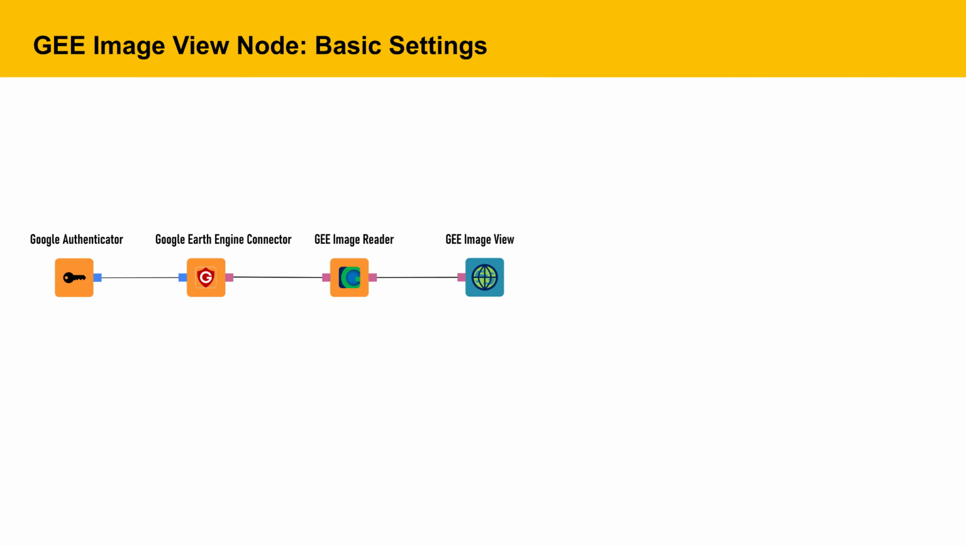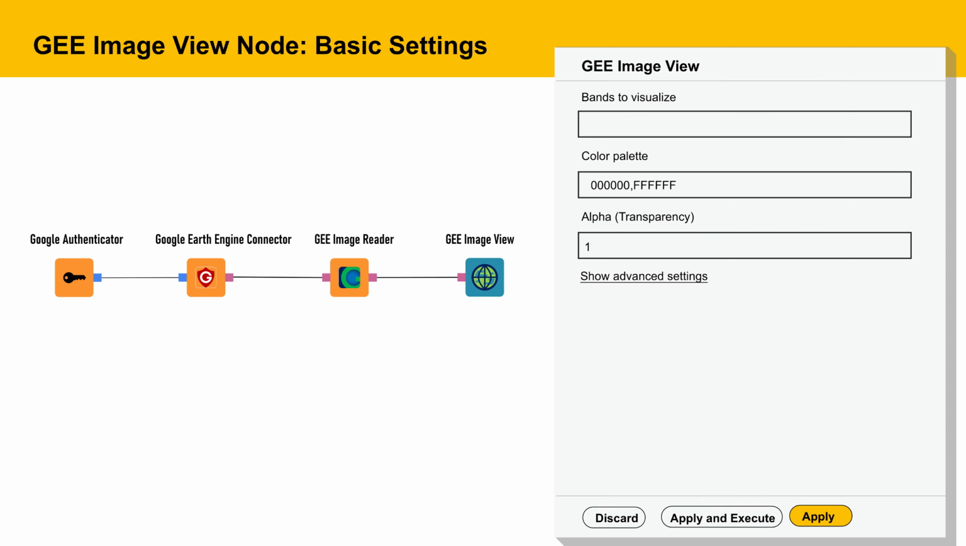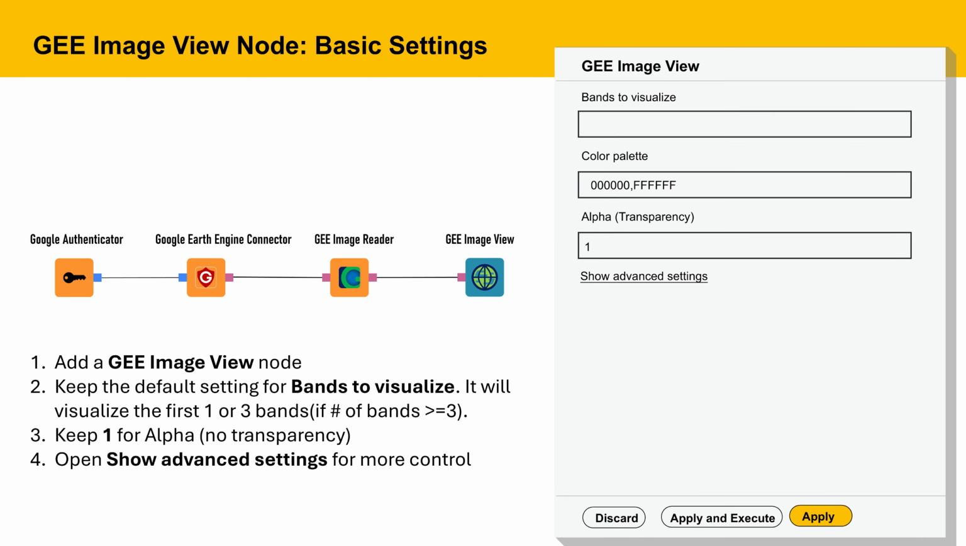To visualize the image, we add a G-Image View node. Start with the default band selection setting, then click Show Advanced Settings to reveal additional options such as base map, statistics, and color palette. We will adjust these settings to make the global elevation pattern more interpretable.